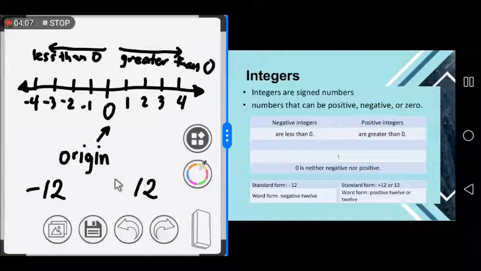So, for example, positive 12 is written as 12. You may write plus in front of it or not. The meaning is the same whether it has a plus sign in front or not. So, again, this one is read as negative 12. And this one is read as 12 or positive 12.